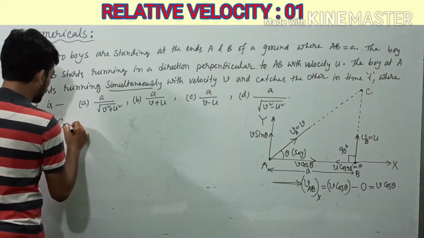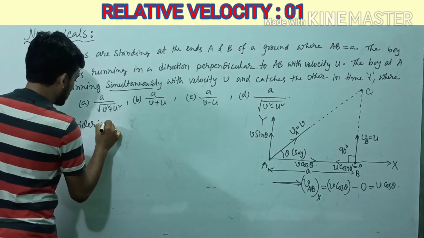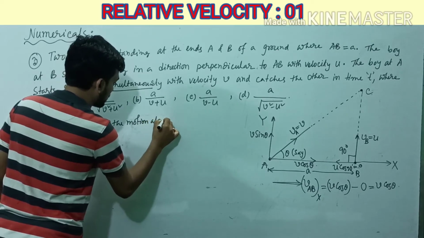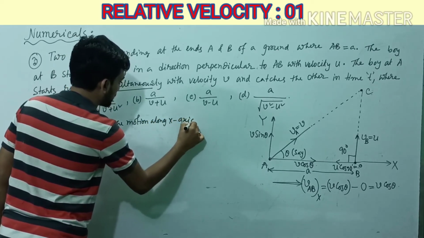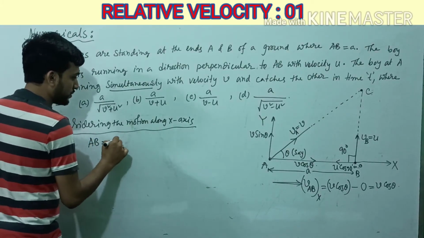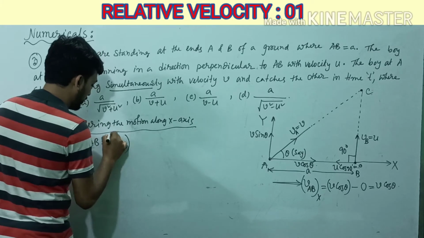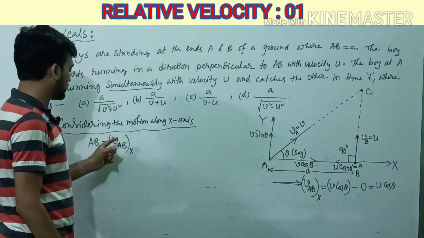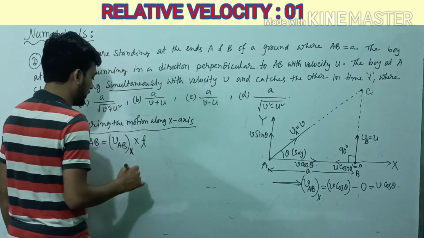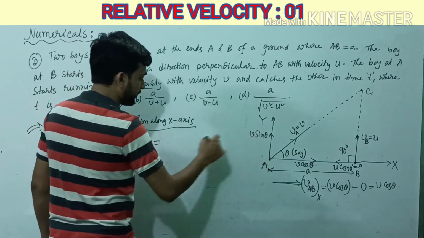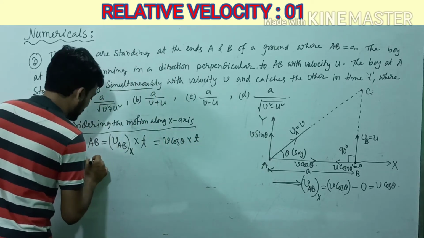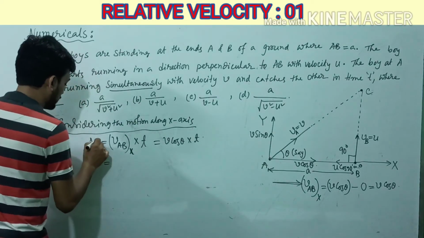If we consider the motion along the x-axis, what can we write? Distance equals speed into time. Along the x-axis, the relative velocity is v_ABx multiplied by time t. v_ABx is v cos theta, multiplied by t.